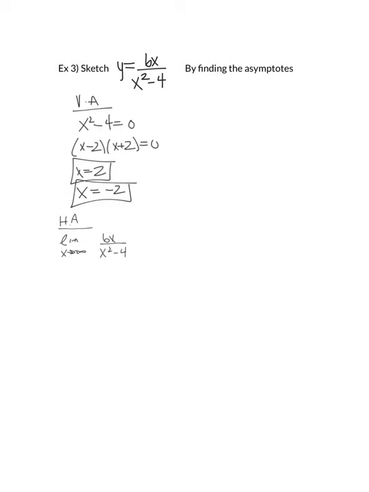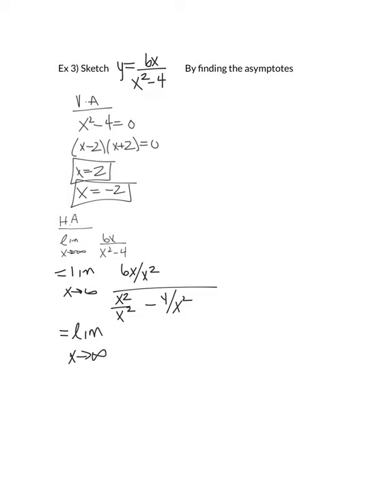So I'm going to be dividing each of these terms by the highest power, which in this case is my x squared again. So the limit as x approaches infinity of 6x over x squared over x squared over x squared minus 4 over x squared. Again, I'm keeping my limit notation because I'm not plugging in infinity yet. I'm just simplifying. 6x over x squared is 6 over x over 1 minus 4 over x squared.